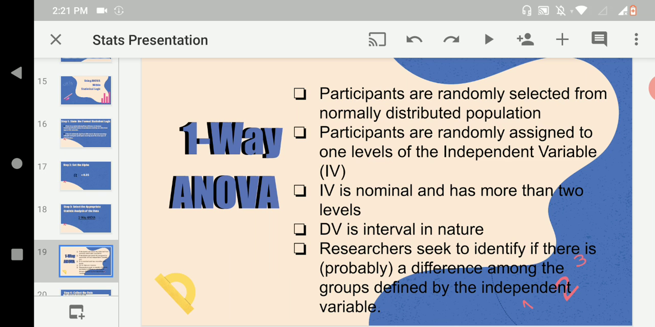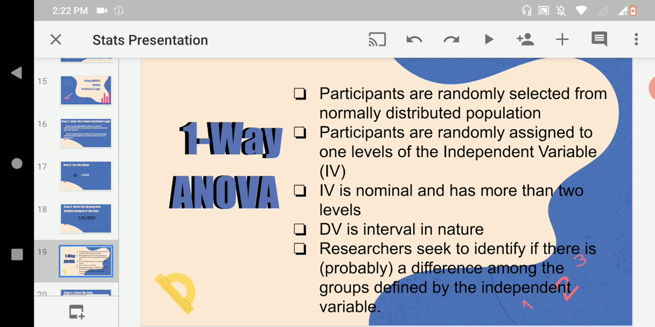Participants are randomly selected from normally distributed populations. So for you to use the one-way ANOVA, you have to make sure that your participants are randomly selected from a normally distributed population. Next, your participants are randomly selected or assigned to one of the levels of the independent variable. Okay?